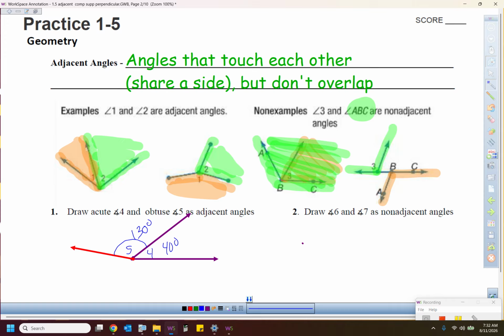And then same thing here, draw angle 6 and angle 7 as non-adjacent angles. So it doesn't tell us anything about them being acute or obtuse or anything like that. But the easiest way, in my opinion, to do it is just to make them not touch each other, right? So I'll draw that angle right there, and then I went the wrong way. So I like to just go this way, and now I guarantee those two aren't going to ever touch each other. So there's tons of different ways to draw them as non-adjacent angles. You could have drawn one inside the other like we did up here, but it's just, hey, what do we got to do to get the job done?